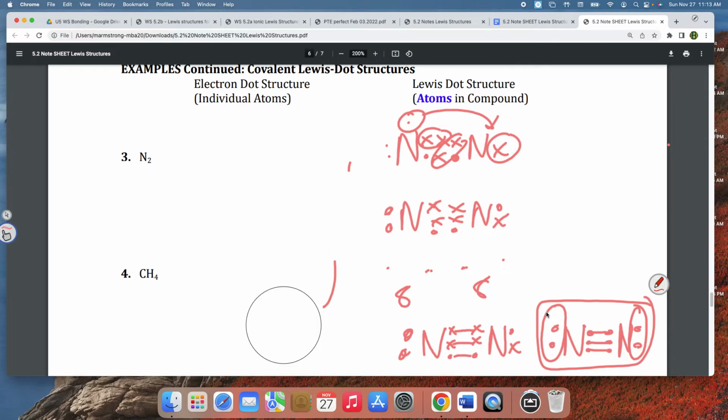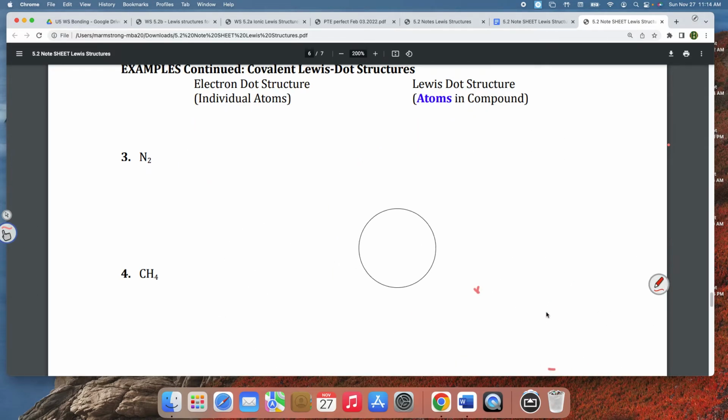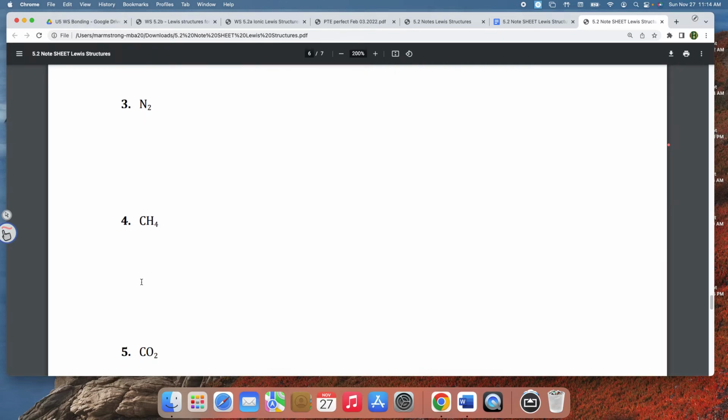Let's try CH4. CH4 is a little bit easier. So you always ask yourself, is there a center? If you just have 2 elements, there's not a center. But if you have more than 2 elements, there's a center. The single thing is the center. So the C is going to be the center. And carbon has 4 valence electrons because it's in group 4.